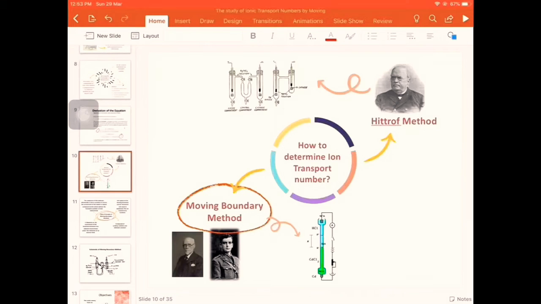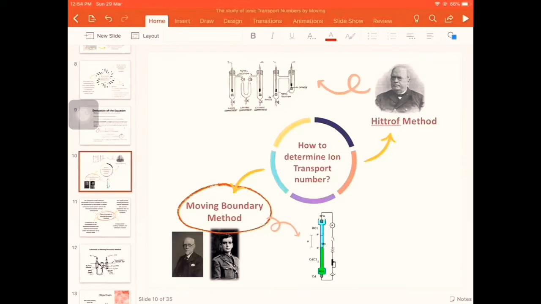We have two methods: the Hittorf method and the moving boundary method. The Hittorf method was founded by Johann Wilhelm Hittorf in 1853. He studied the electrolytic cell, where the concentration is reduced at the electrode. It differs from the moving boundary method, which was discussed by the British physicist William Cecil Dampier, who started the research in 1896, and was continued by Oliver Lodge in 1893.